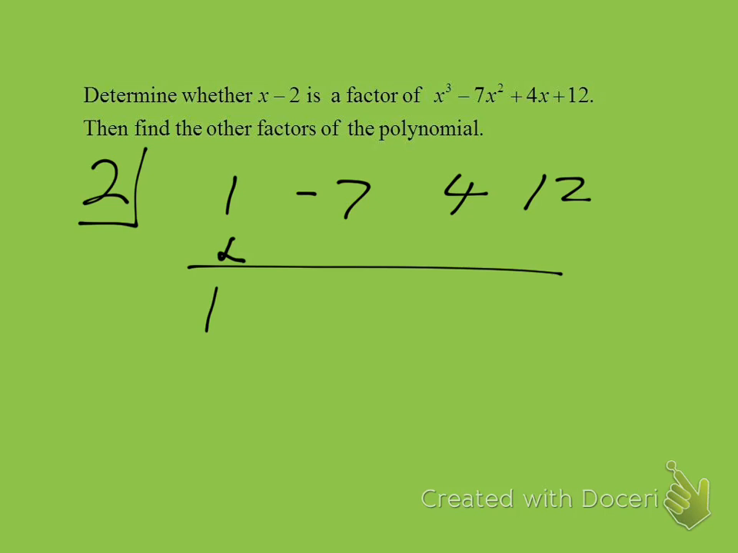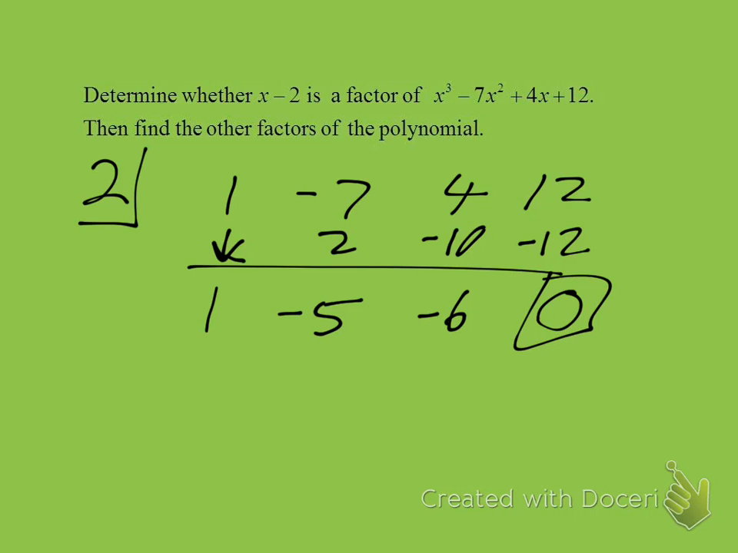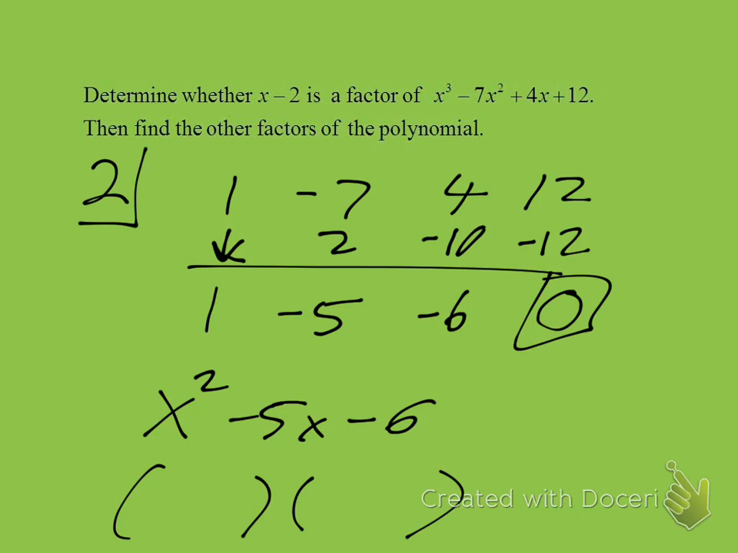Bring down the 1. 1 times 2 is 2. Add to -7 gives you -5. -5 times 2, -10. Add to 4 gives you -6. -6 times 2, -12. Add to 12, you get 0. Rewrite it: x squared minus 5x minus 6. And then factor it. Multiply to -6, add to -5. So x minus 6 and x plus 1. Good. x minus 6, x plus 1.